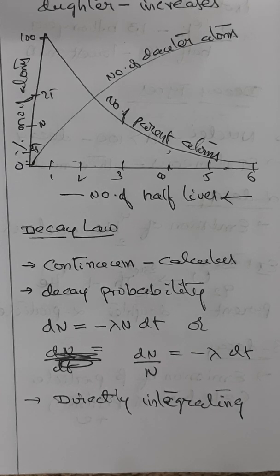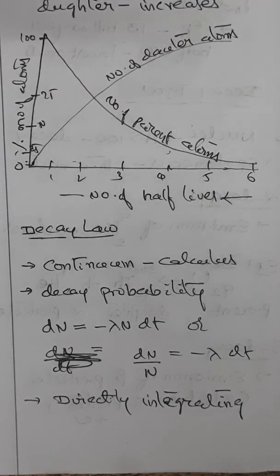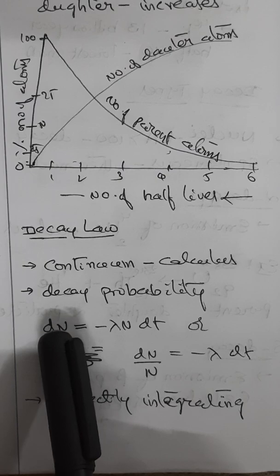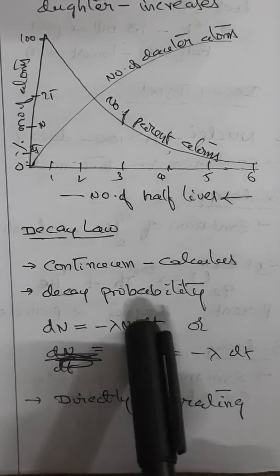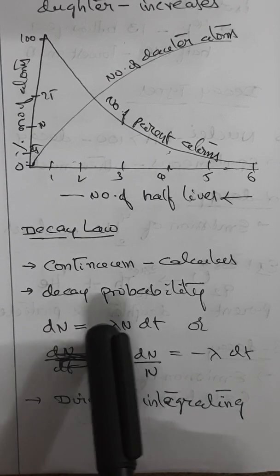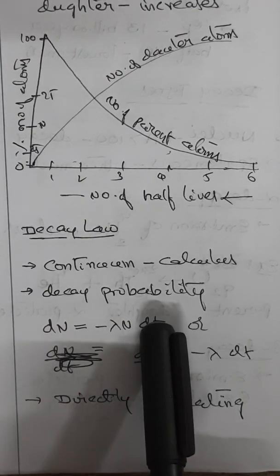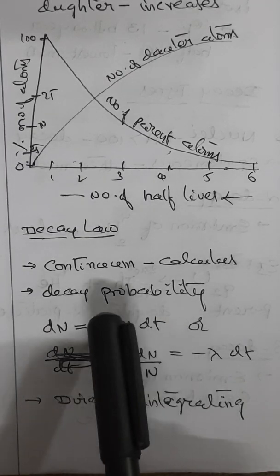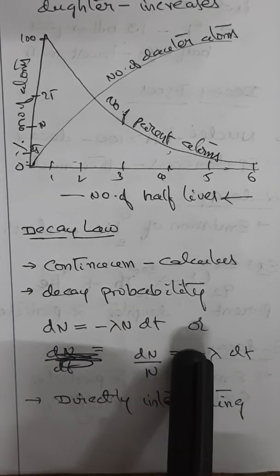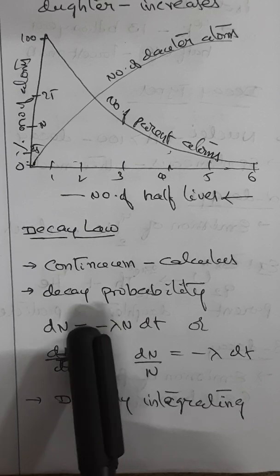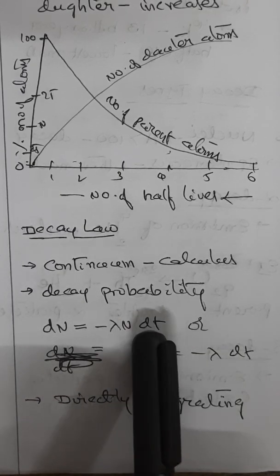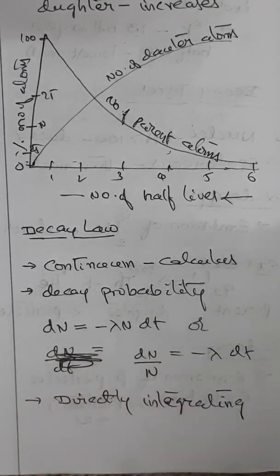So the decay probability can be written in a differential form like this. This is the differential form of representation of decay probability. dN is equal to minus lambda N dt, or you can readjust it as dN by N equal to minus lambda dt. So we can integrate this equation.